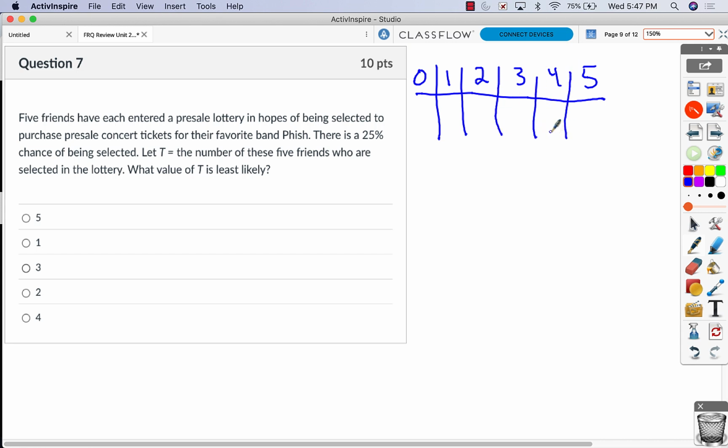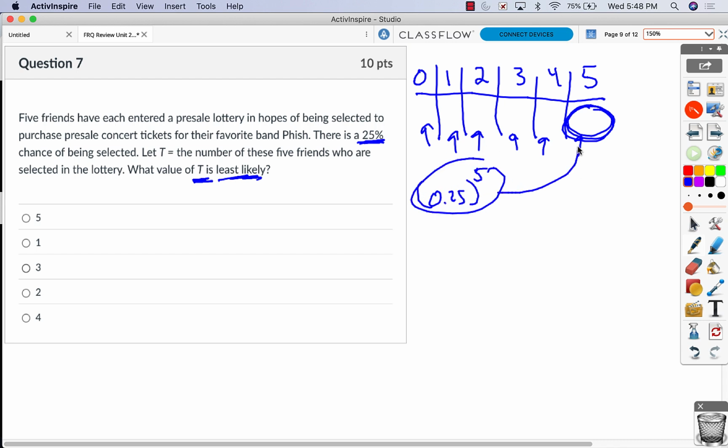Okay? There's a 25% chance. So which one is the least likely to happen? Which one has the smallest probability? Well, what does this mean right here? The number of the 5 friends who are selected in the lottery. There's a 25% chance to be selected in the lottery. So what's the chance that all 5 are going to get selected? It's 0.25 to the 5th. This is not likely.